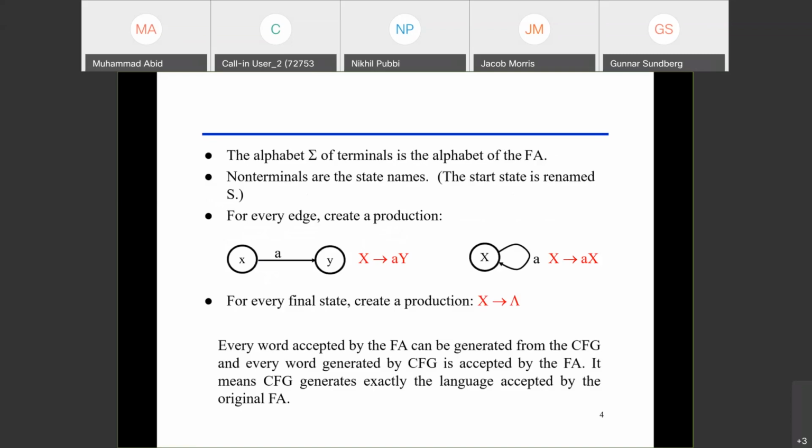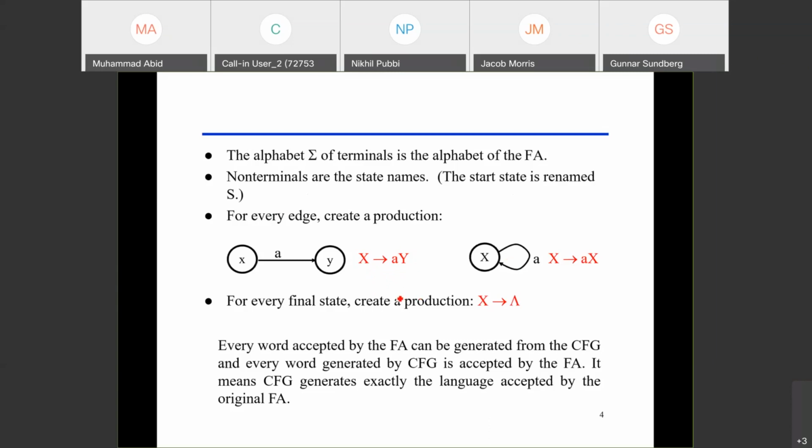The alphabet sigma, the set of terminals, is the alphabet of the FA. These are some guidelines for how we do that. Non-terminals are the state names. So if you have a grammar, a non-terminal is a state name of your FA. This is the label of that state, and this will tell you that you have a connection from X to Y. So the direction is X to Y. That's the idea behind that. And if you have something like this, it means that there is a self loop here.